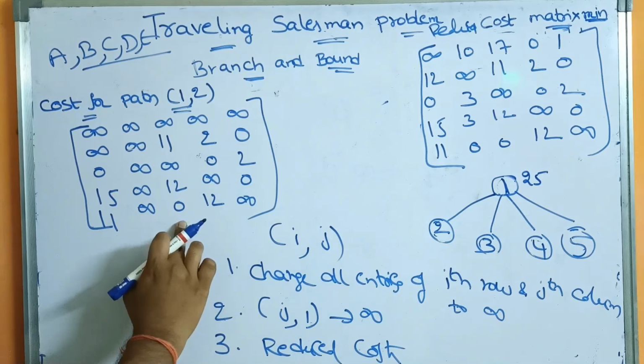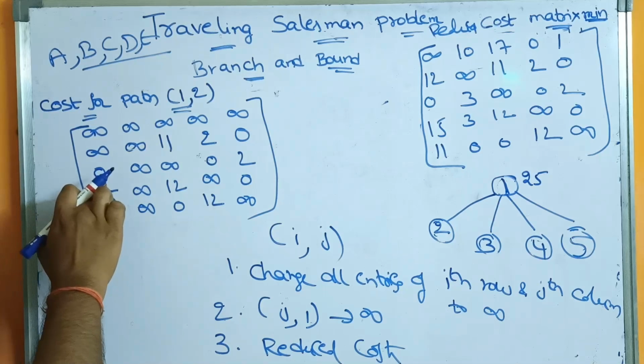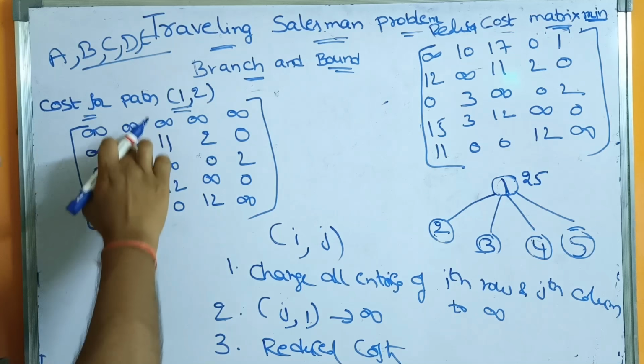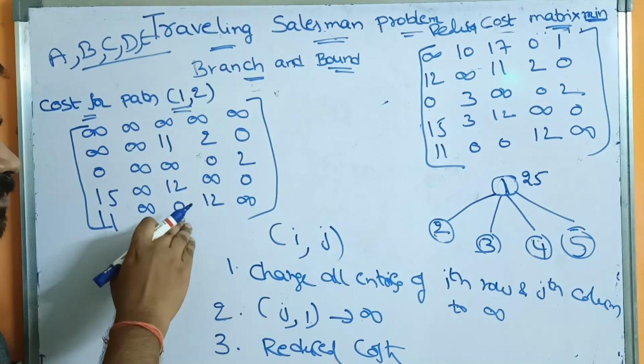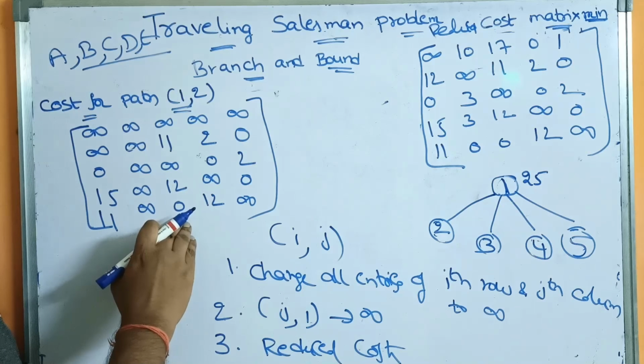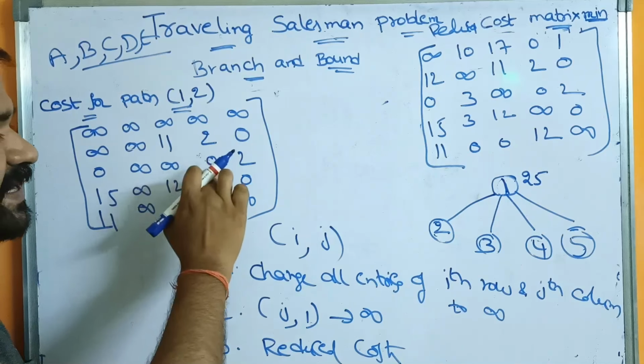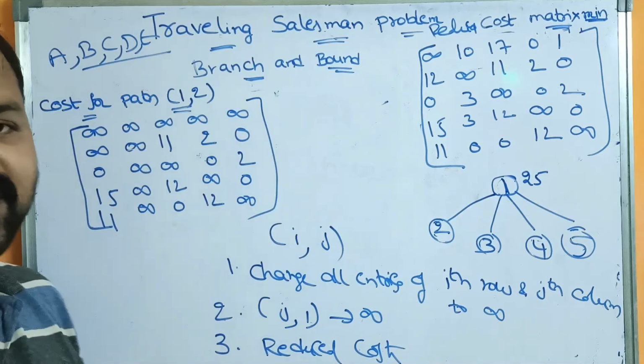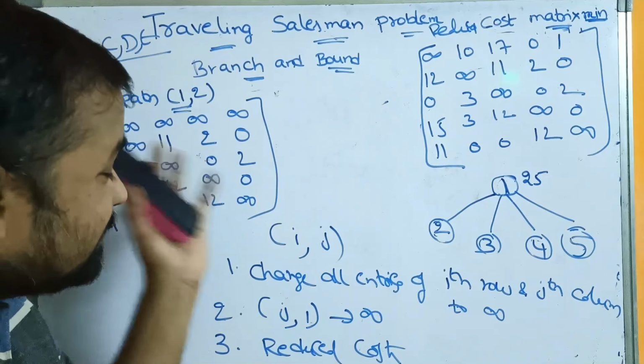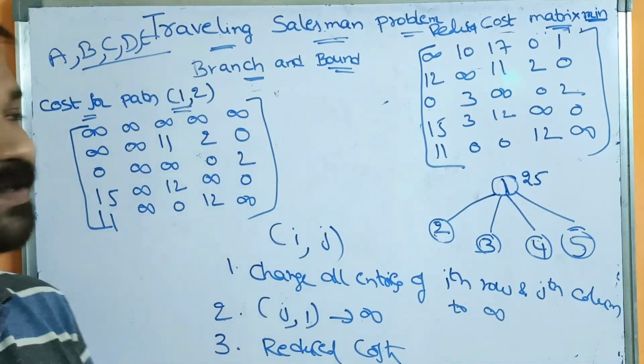If we observe the columns, in the first column we also have one entry as 0. In the second column all are infinity only, so there is no problem. If we observe the third column, one entry is 0. Two entries are 0. So there is no problem. This is already in the proper format only.